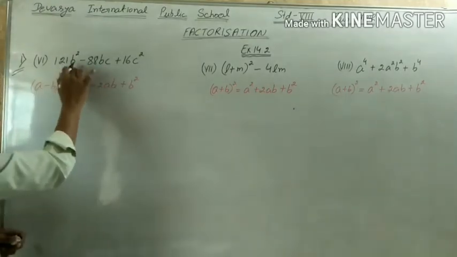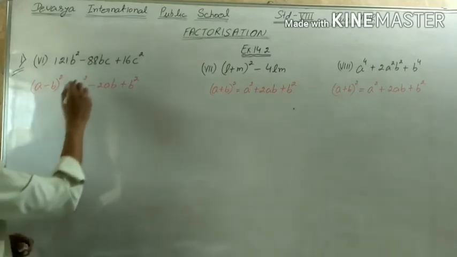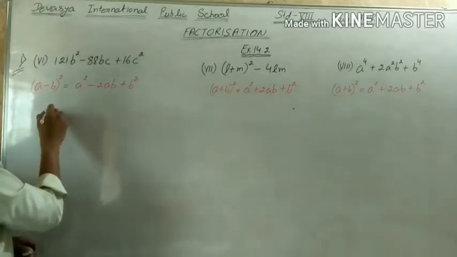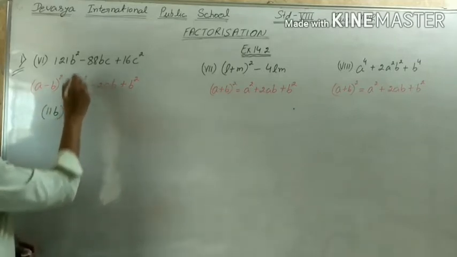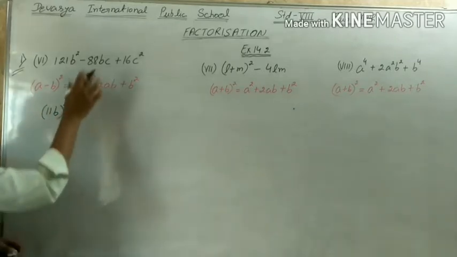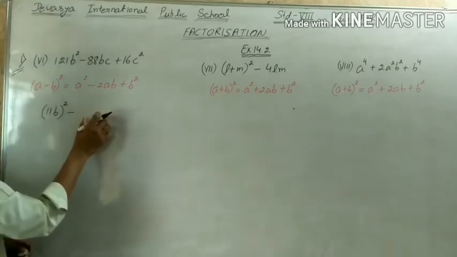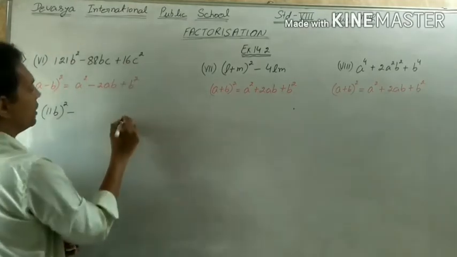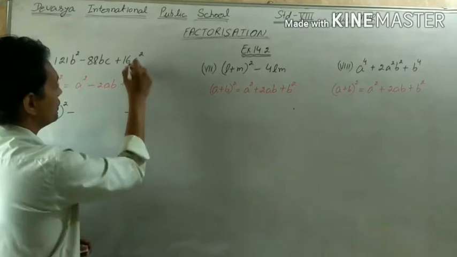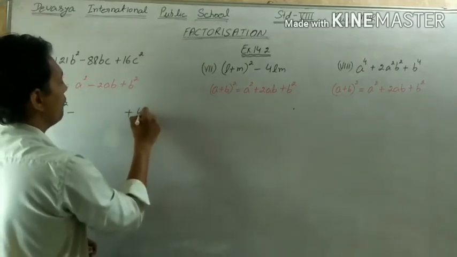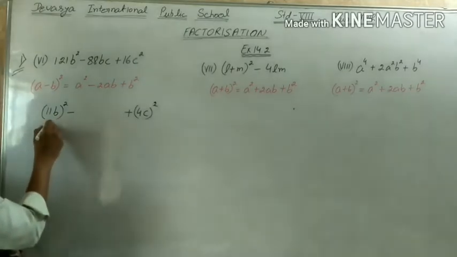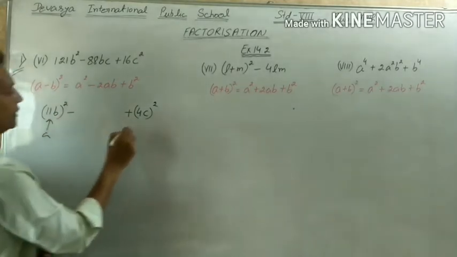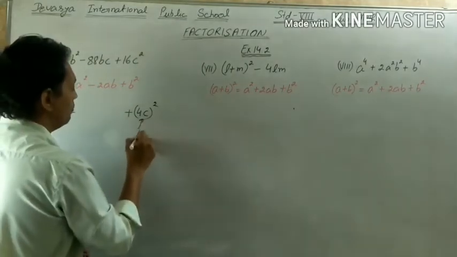Okay. So 121b square, which is a perfect square, can be written as 11b whole square. Right? The middle term is a negative term. We will not write the middle term right now. We will write the last term, which is the third term. That is 16c square, which can be written as 4c whole square. Now, this is your a and this is your b.